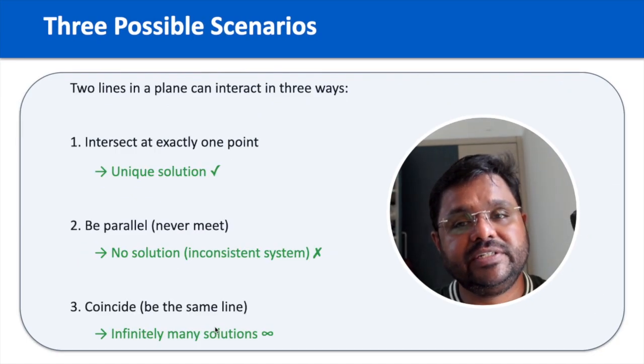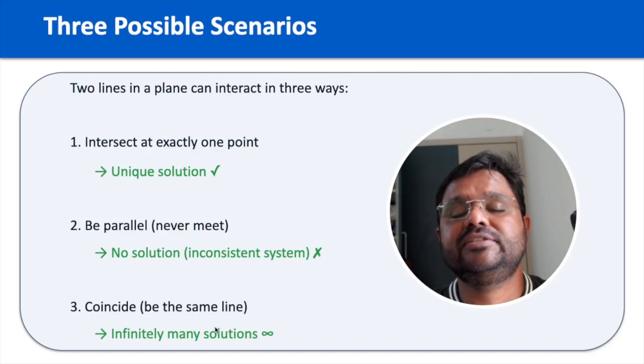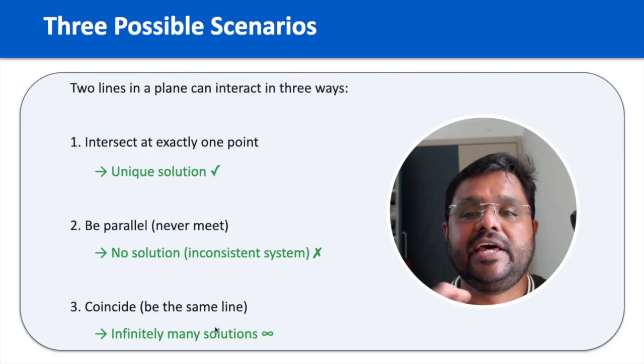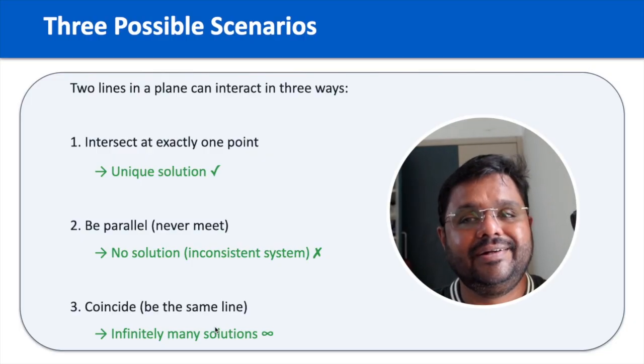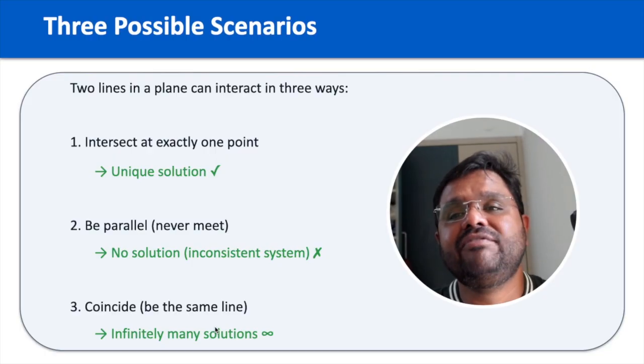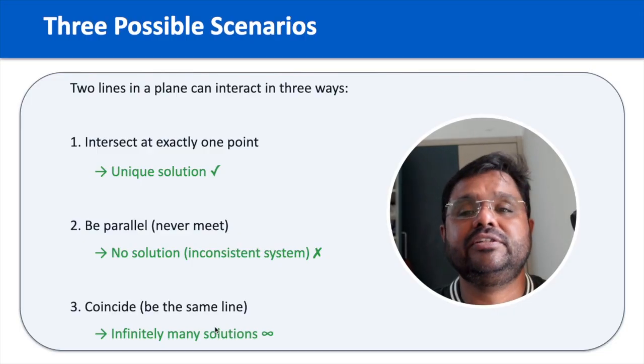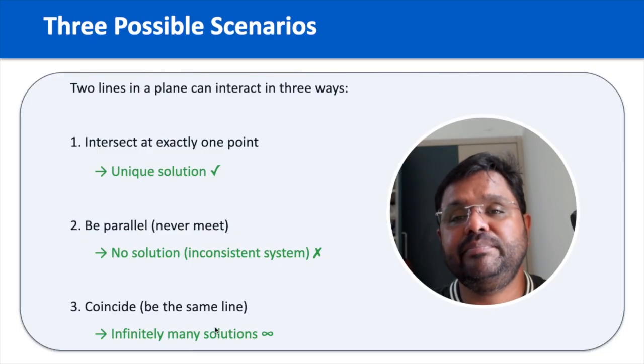So each equation is a line, and their meeting point is the solution. When two lines come into action, we have three possible scenarios. Number one, the lines intersect at exactly one point. Then the system is said to have a unique solution. That solution will be that meeting point.